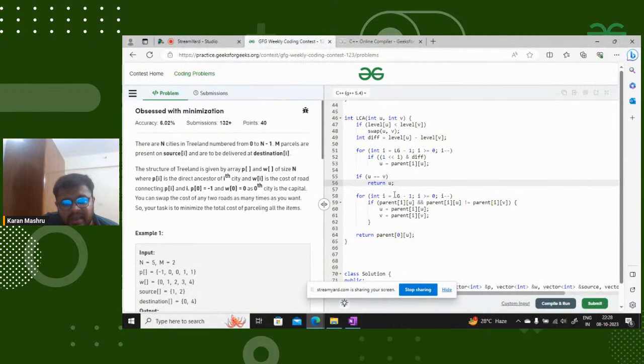So if you see, I have tried to take the highest step, that is LG minus 1, and gone to smaller values. If parent of i of u is greater than 0, and if they both are not equal, then u equals parent of u at a distance 2 power i, take a step of 2 power i upwards. v equals parent of v at a distance 2 power i, take that step upwards, right? And at the end, where will we stop? We will stop just below the LCA of u and v. So I can return the immediate parent of that node. So that will give me the LCA.